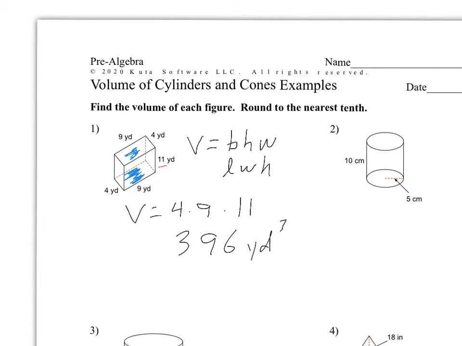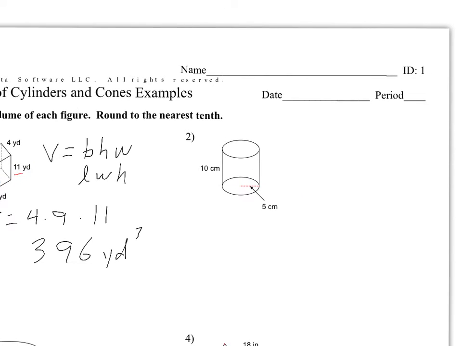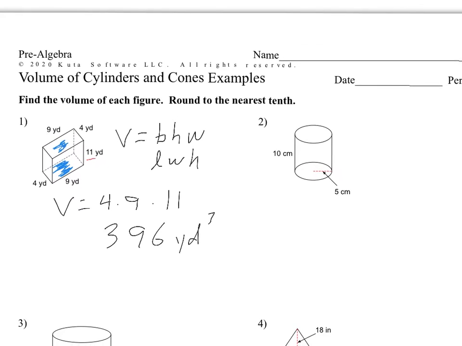And you might be thinking, how does that help us figure out the volume of cylinders and cones? Because it's pretty much all the same formula. We're going to be doing the same thing. It's just that we have to find the area slightly differently for the base, or the bottom. So let's look at number 2, because this is more the kind you're going to be looking at, and compare these two.